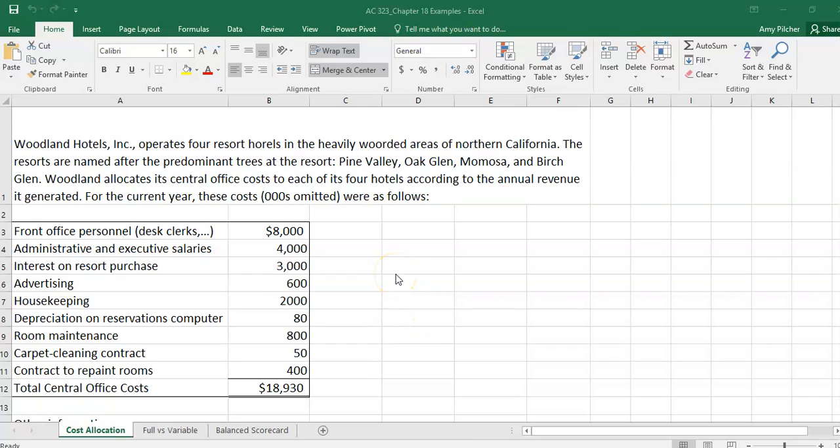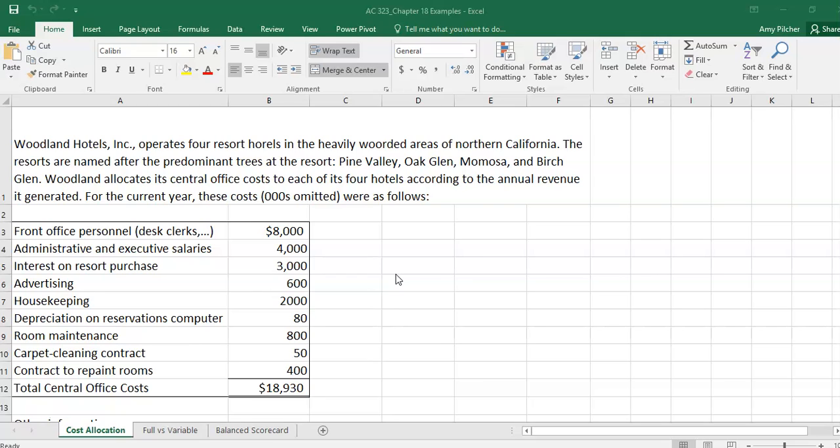Chapter 18, Examples for Cost Accounting. So in Chapter 18, we look at different allocation methods and different performance evaluation for divisions. We talk about how we break out divisions into profit centers, revenue centers, etc.